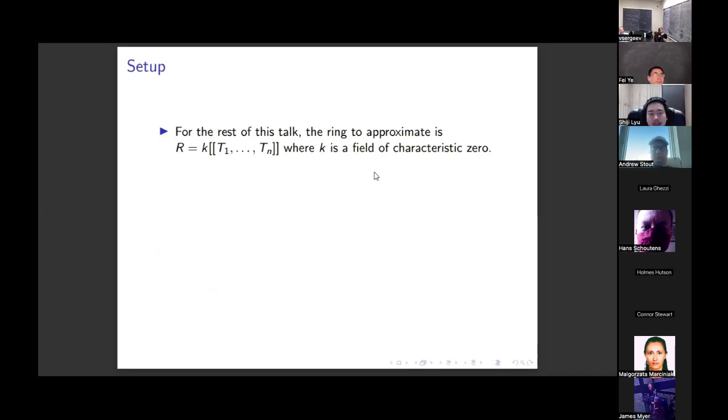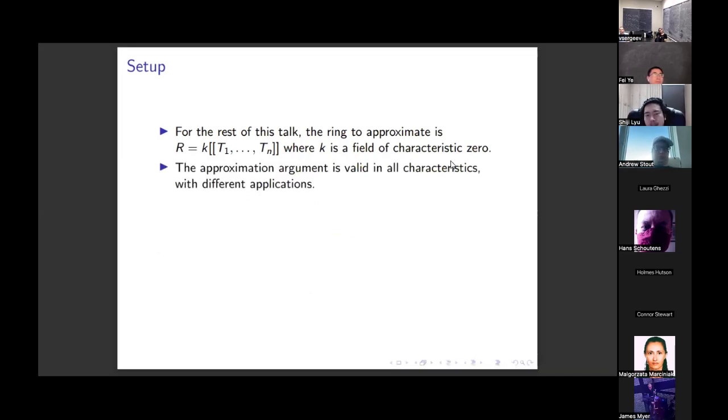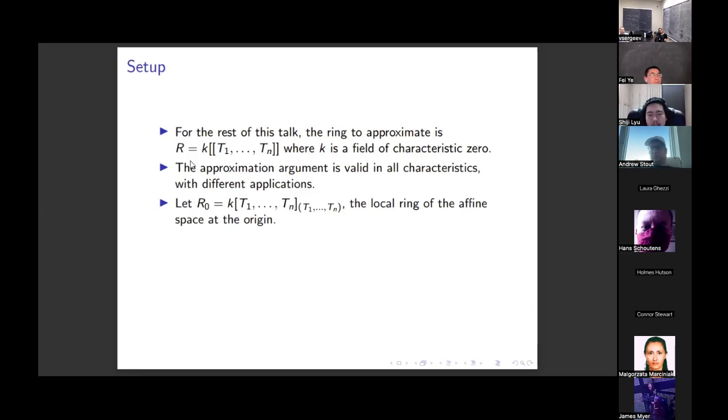The rest will be relatively technical, but I will keep it relatively simple by focusing on the power series ring, where you have a field of characteristic 0. The approximation argument is valid in all characteristics with different applications, but mostly in characteristic 0, by the reason I explained before. For the algebraic variety that gives this complete local ring, some complete local rings are relatively simple because they are completions of local rings of varieties. Here, you just take a local ring of the affine space at the origin, and R is the completion of R0, right?